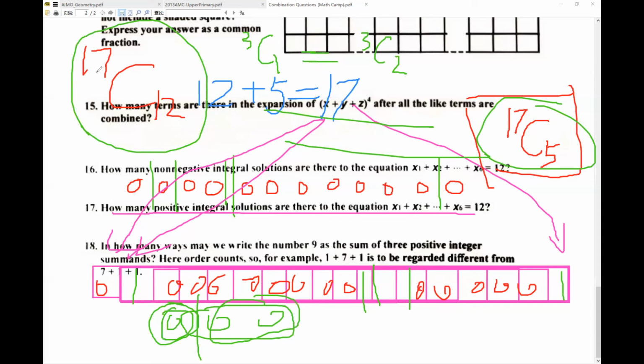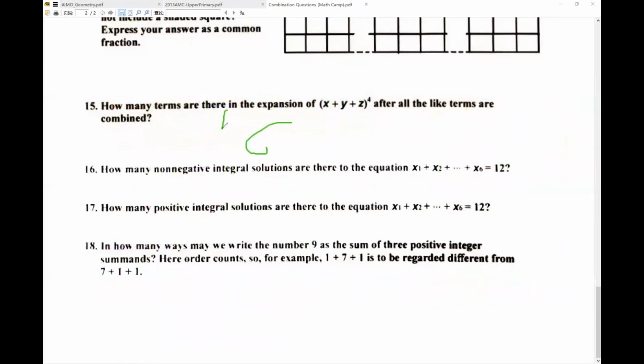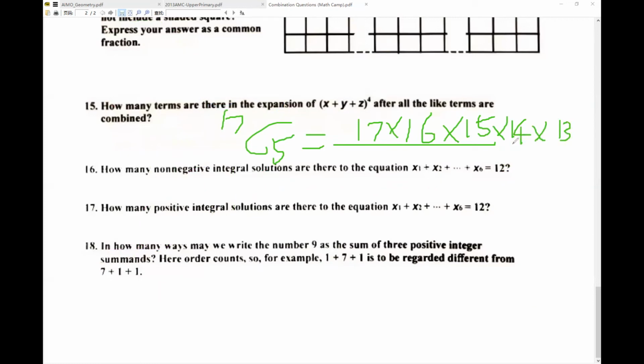Also here, choose 5 from 17, or choose 12 from 17. Okay, now we have the answer easily, right? So I clean everything here. Okay, I do the calculation this time. That equals 17 times 16 times 15 times 14 times 13. On the bottom is 1 times 2 times 3 times 4 times 5.